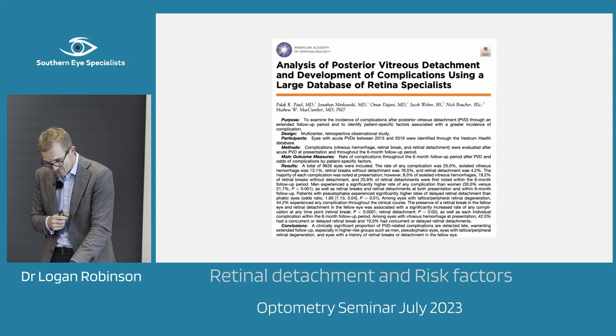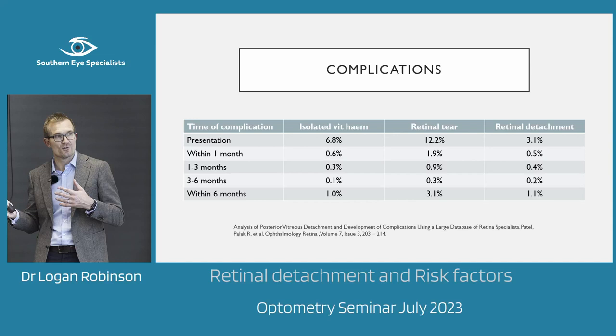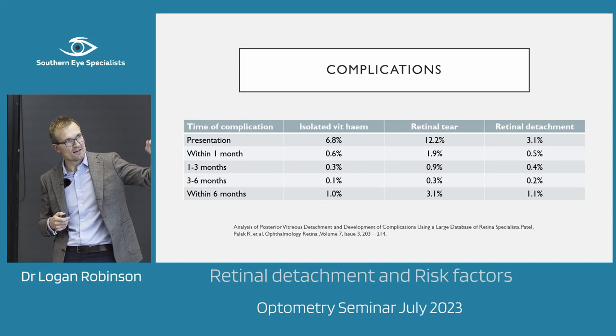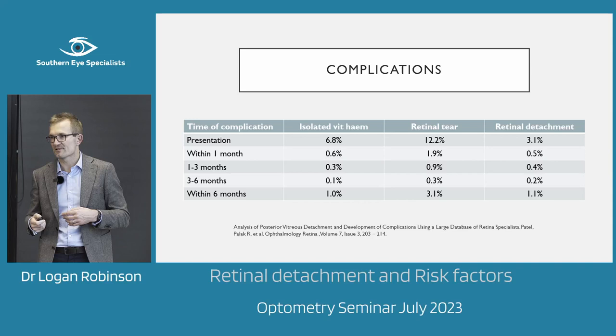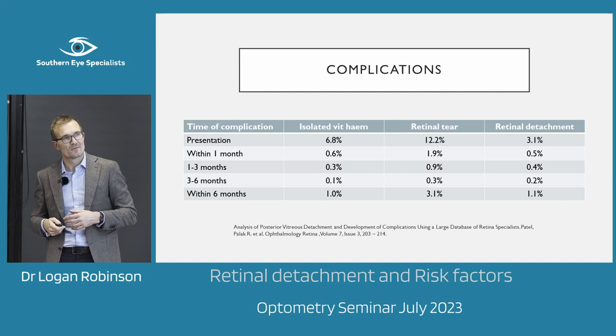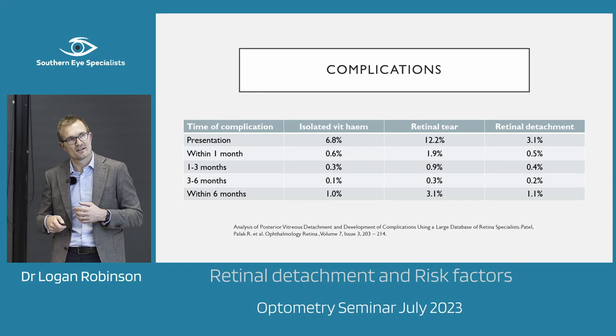The other thing they looked at was the timing of when these complications occurred. So in this table along the top, you've got the three different complications and then the timing of them. And I suppose the good news is that at presentation, around 70 to 80% of the complications were present. So for most people, when they turn up within that few weeks of their flashes and floaters, you'll find the problem. But they don't all, and so somewhere between 1 in 4 and 1 in 5 patients, the detachment or tear particularly will occur up to 6 months later.